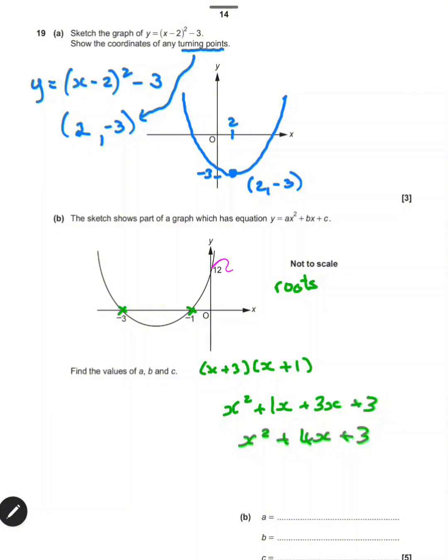Now, not quite finished, because this is also a key point on the graph, and this 12 is the C. And at the moment, we've got our final number to be 3. So how do I turn this 3 into 12? I'm going to multiply everything by 4.